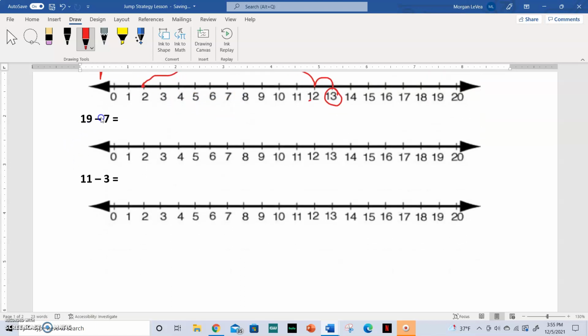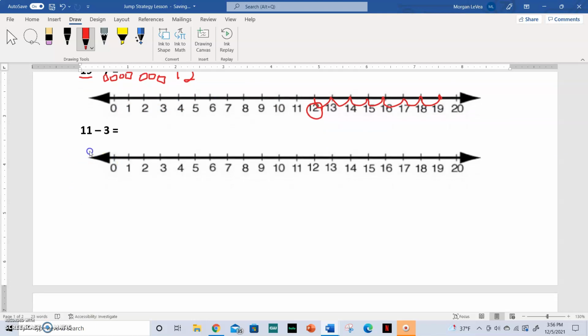All right, next we're going to do 19 minus 7. So now we're subtracting. We're still going to start at the first number, so 19, but we're subtracting, so we're going down. So 7 ones is what we're going to need. 1, 2, 3, 4, 5, 6, 7 ones. So let's go down 7 ones. Ready? 1, 2, 3, 4, 5, 6, 7. That brings us to 12. So our answer would be 12.